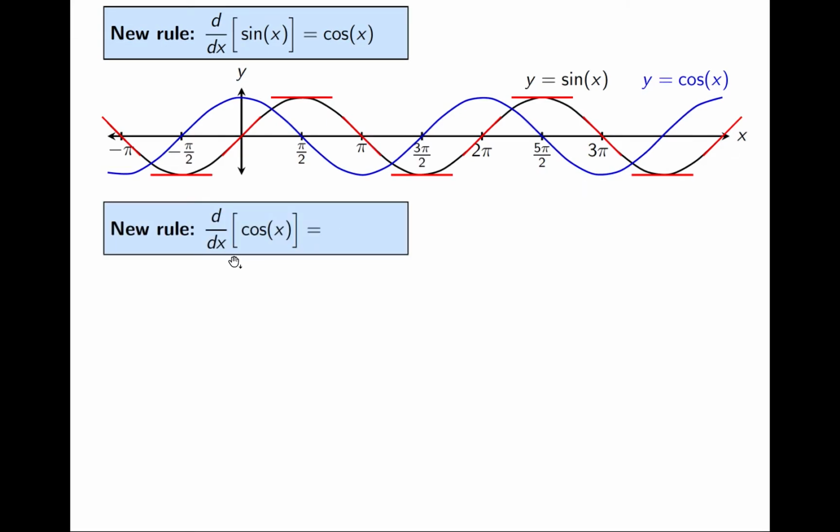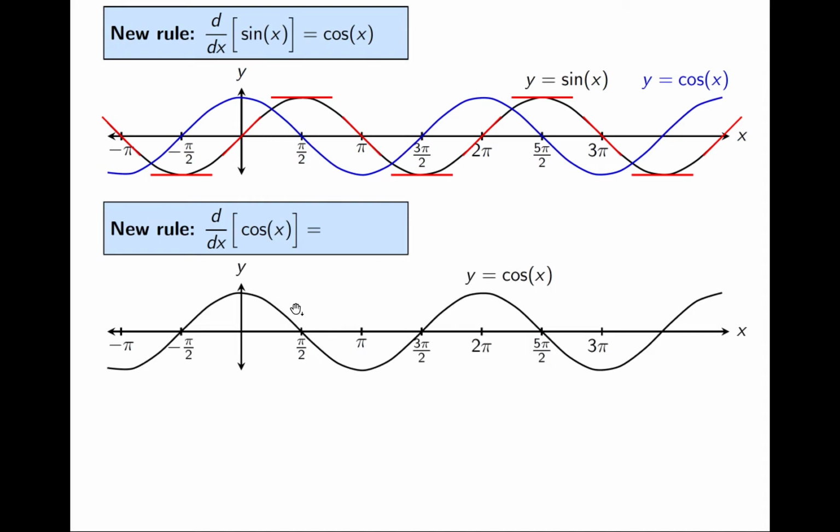Let's now move on to the derivative of cosine of x. And in fact, let's think geometrically here, reasoning from the graph and see if we can guess what the derivative would be. Here's the graph of our function, cosine of x. And from what we did before, you might guess that the derivative of cosine x is going to be sine of x. Let's see if that makes sense.